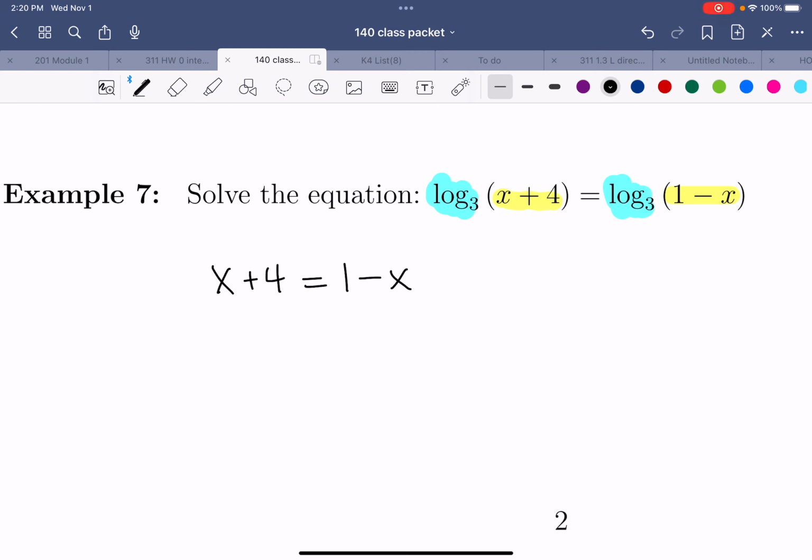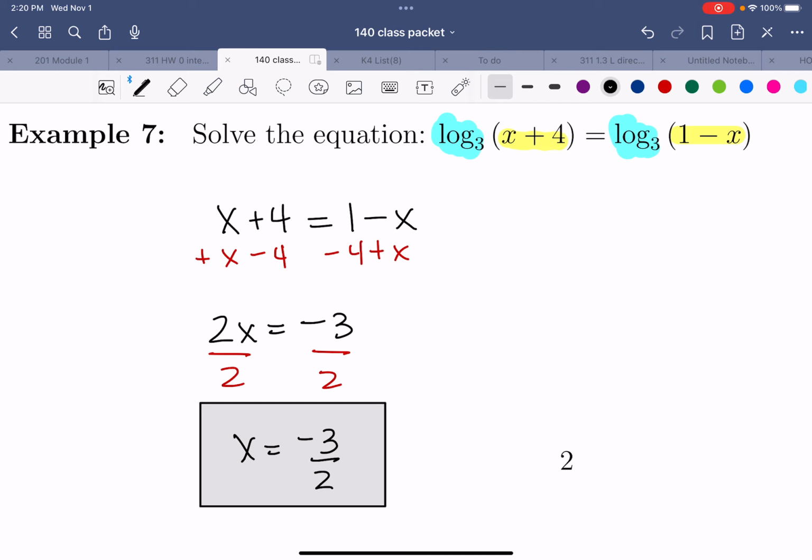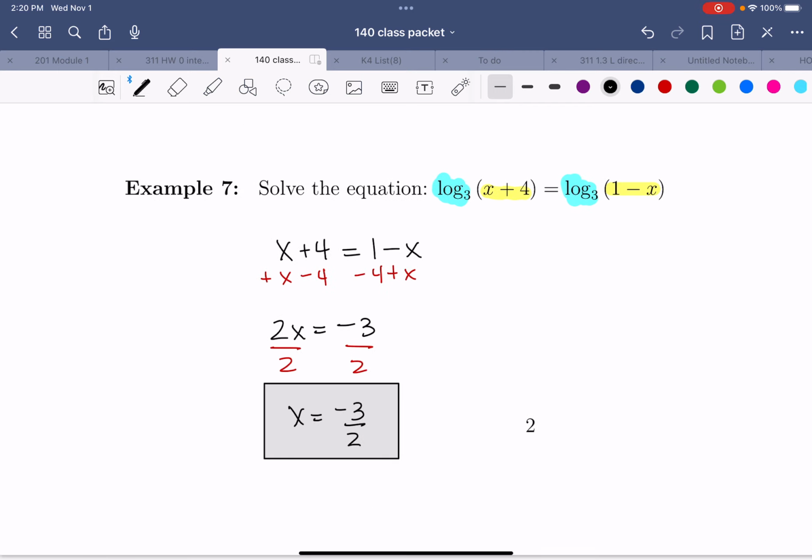And then whatever equation I get, I'm going to go ahead and solve. So let's add an x to both sides. And let's subtract our 4 from both sides. And that's going to give me 2x on the left and negative 3 on the right. And I can get my x by itself if I divide by 2. So we'll have negative 3 halves here. Okay. And then you probably want to check to make sure it works. You could plug in your negative 3 halves there and add 4. And that's going to give you a positive number, which is good. Well, that's what we want. And 1 minus a negative is also going to give us a positive number, which is what we want. Because remember, you can't take logs of negative numbers.